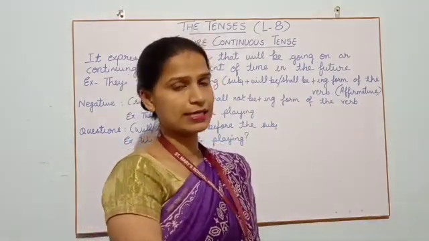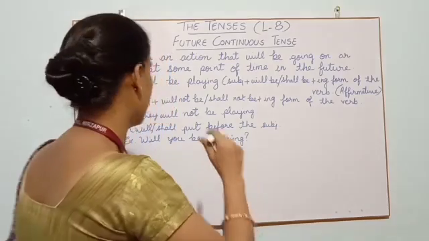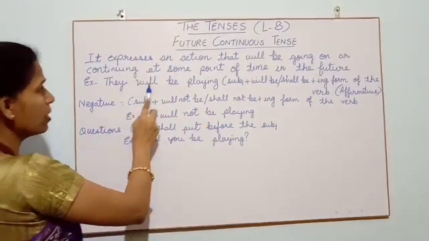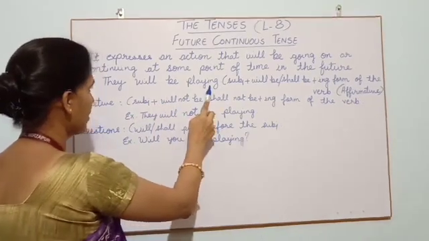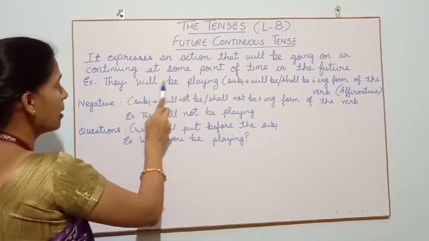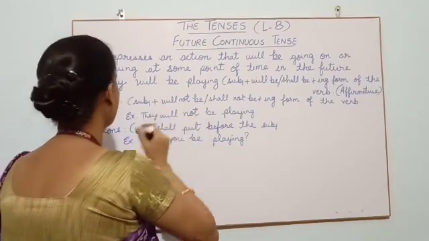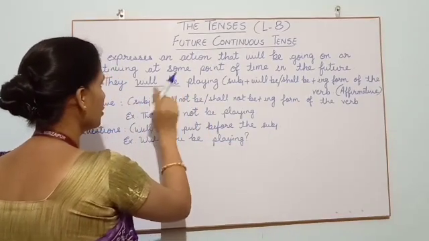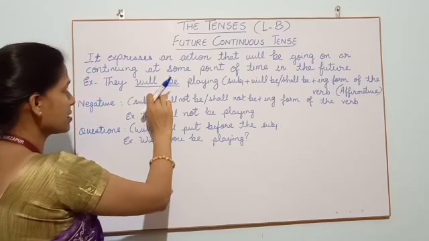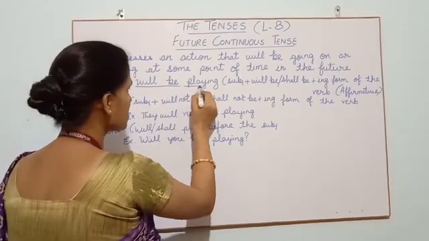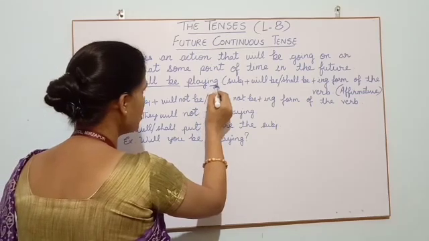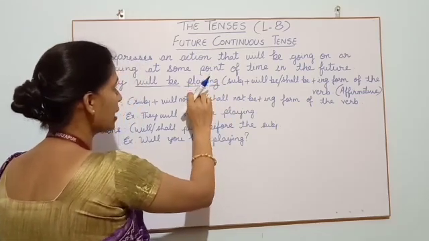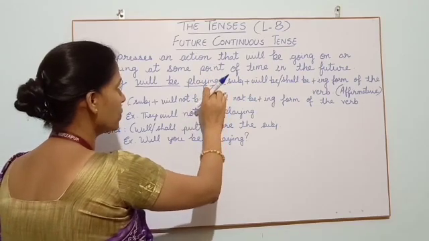So let's see one example I have written to explain this. They will be playing. You can see I have used will to show the future tense, and play plus ing means I have taken the root form and added ing with it.